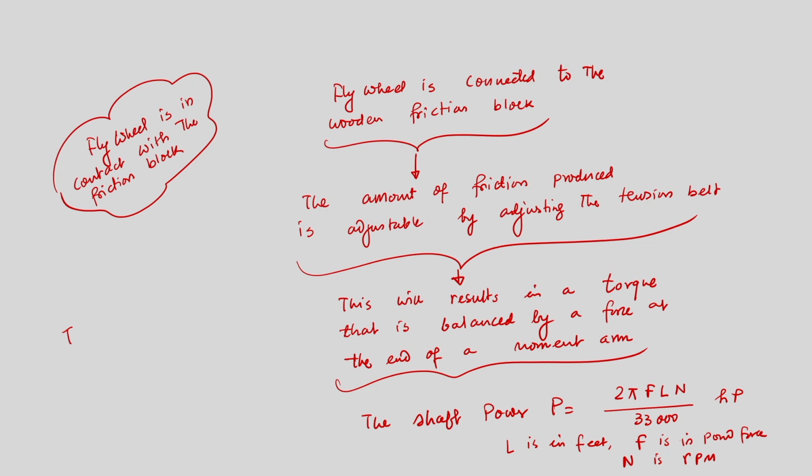This expression gives us the amount of shaft power, and that is very important for the design of the prime movers, that is what I was discussing: the electric motor, internal combustion engine, and of course the hydraulic turbine. P is 2 pi F L N by 33,000, and this unit is horsepower, L is in feet, F is in pound force and N is RPM.